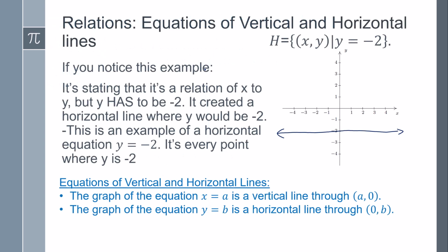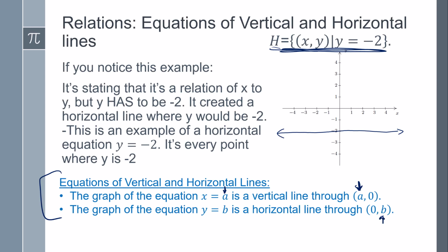So now, how can I look at these equations of vertical and horizontal lines? We can look at it in this more complicated way of writing it, but in simpler terms, I could write it as: the graph of an equation x equals a is going to be a vertical line through whatever that x value is. So if it says x equals a, that's where it's going to pass through. And then the graph of an equation of y equals b is a horizontal line through whatever that y value is.